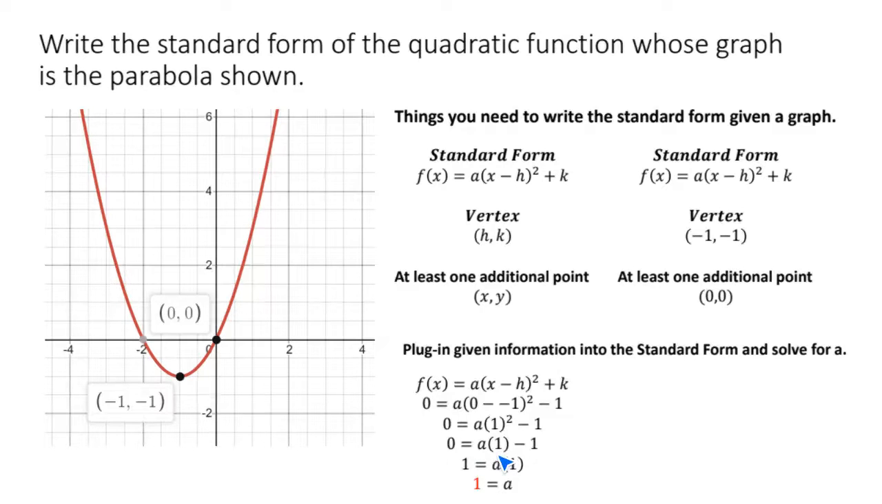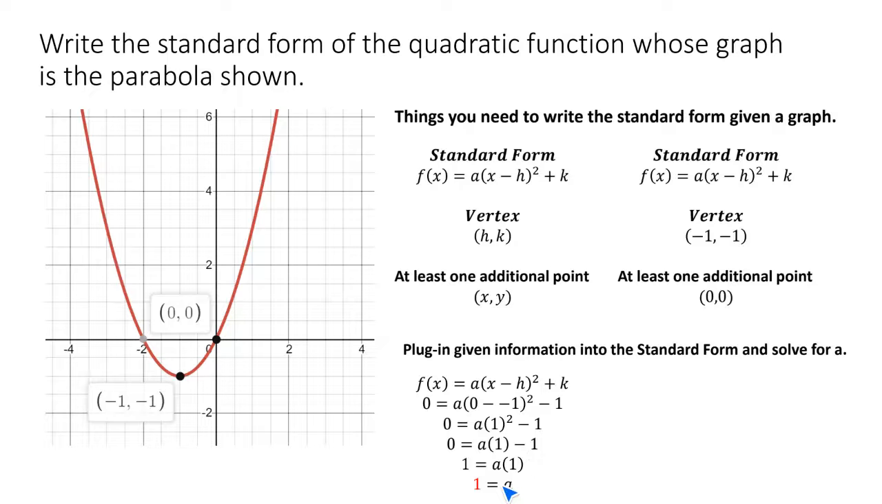A times 1 is just a, right? And then I'm going to take my -1 and add it to the right side. So +1 here, +1 here gives me 1 is equal to a times 1. Well, if I divide by 1, I just get 1. So a is equal to 1.